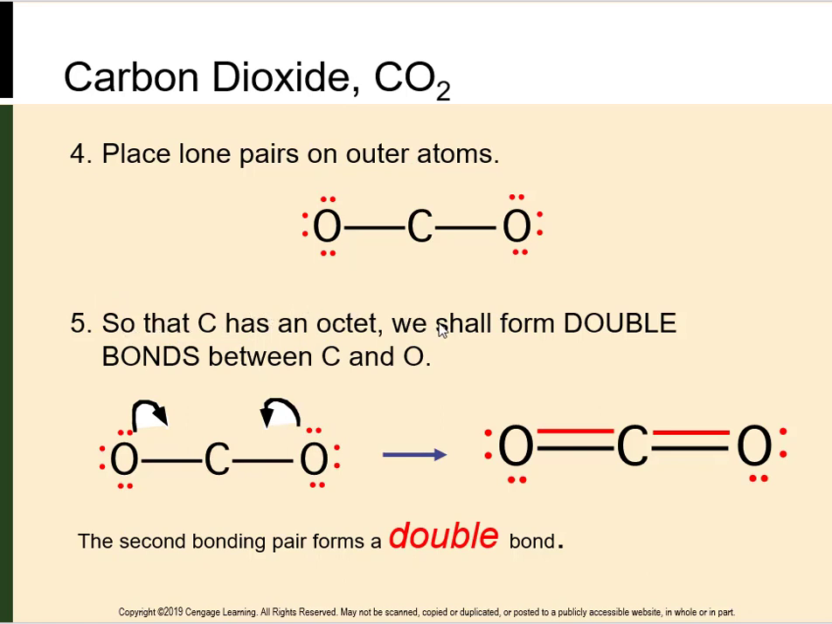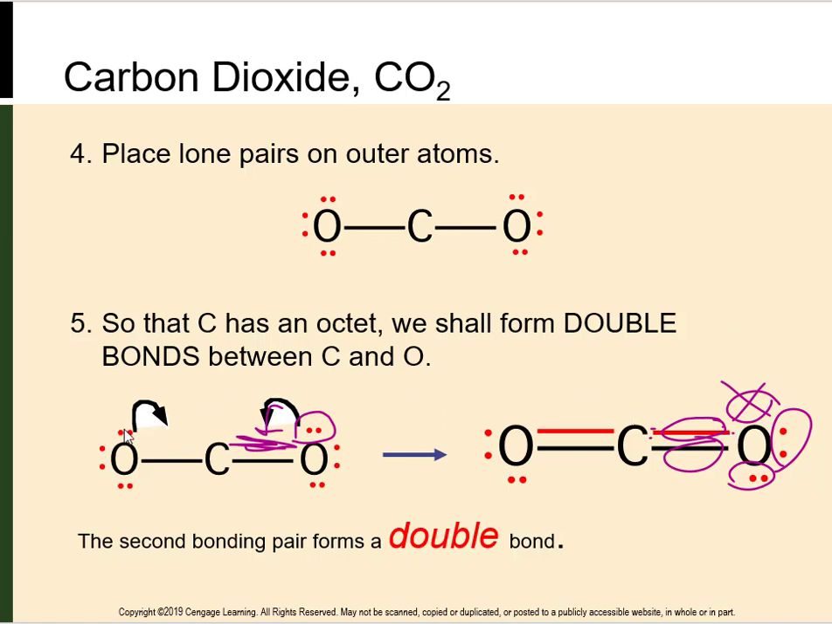Since C doesn't have the octet, in order for C to get an octet, we need to make a double bond. So yes, we have all of the electrons. We can't just start adding more bonds because we've accounted for all of them. But what we can do is take a lone pair and make a double bond, put a double bond right here. And in that case, oxygen is not losing those two electrons. It's still sharing them with carbon. So this oxygen has 1, 2, 3, 4, 5, 6, 7, 8. Still has those 8 electrons. Oxygen's happy.